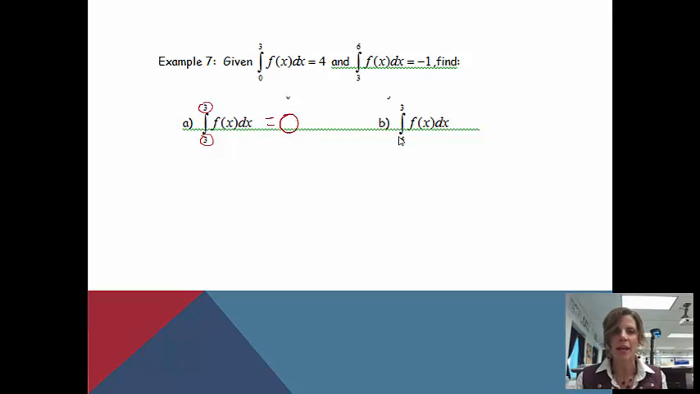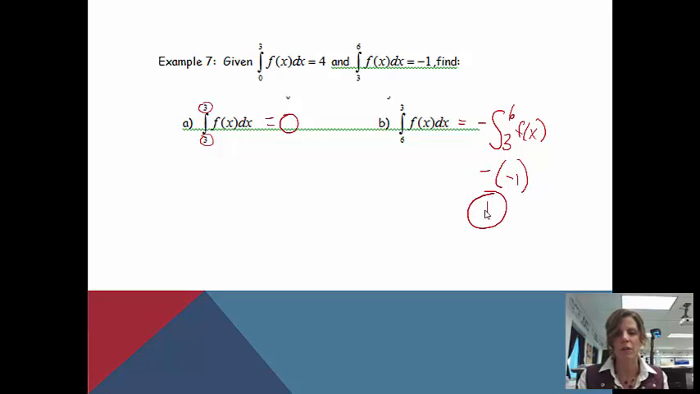Okay, if I'm going from 6 to 3, I notice that I have an integral that goes from 3 to 6. So I know this integral from 6 to 3 will be the opposite of whatever the answer is from 3 to 6. And we know the answer from 3 to 6 is -1, so it's going to be the opposite of -1, which will equal 1.